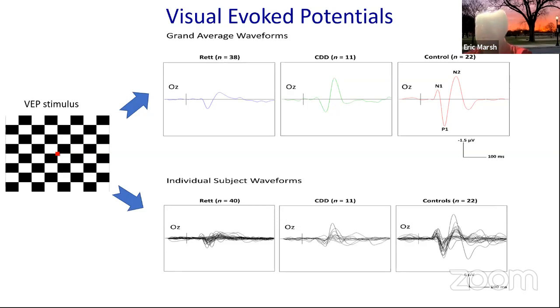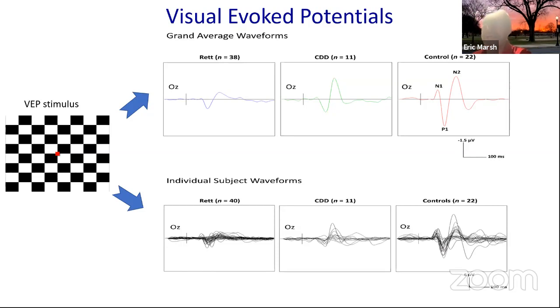And so on the top, these are average waveforms for the Rett subjects, it's 38. From the CDKL5 subjects, it's 11. And for the control subjects, it's 22. And down below are the individual brain responses. And you can see that the Rett waveform looks very different than the CDKL5 waveform, which also looks different than the control waveform.